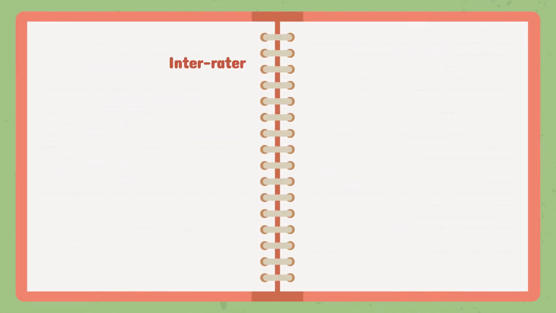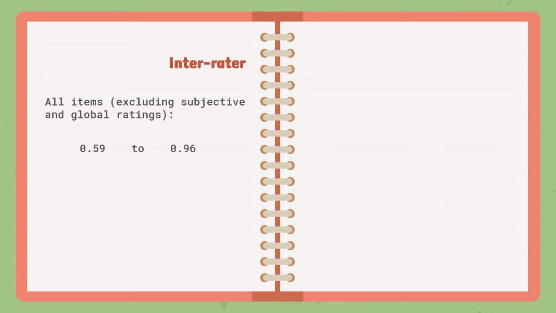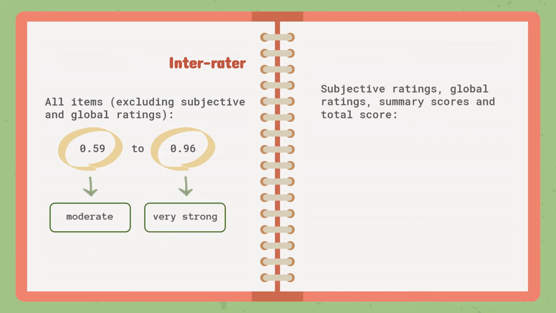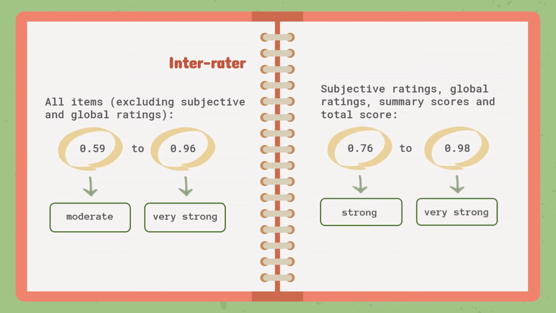Inter-rater. The inter-rater reliability for all items of SANS, excluding subjective and global rating, was found to be significantly high, ranging from 0.59, which indicates moderate, to 0.96, which indicates very strong. The inter-rater reliability for subjective rating, global rating, summary score, and total score was also significantly high, ranging from 0.76, which indicates strong, to 0.98, which indicates very strong.